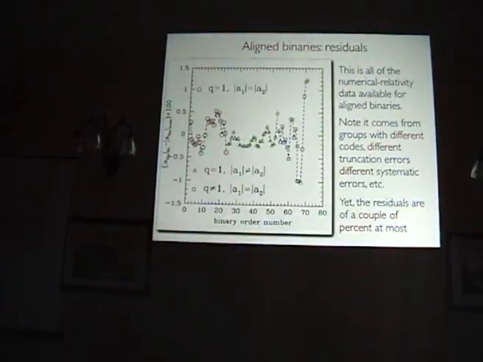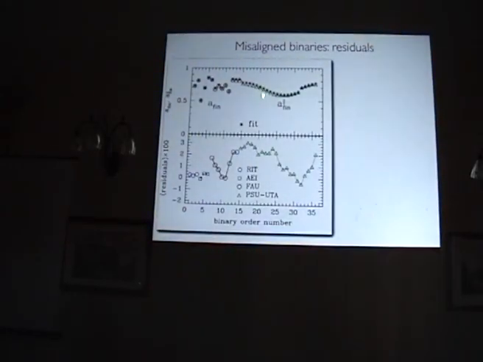I should also say that this is collecting all the data from different groups, and different groups have different codes and different truncation errors, different systematic errors. So it's amazing, at least to me, that although we're really collecting, it's like collecting data from, I don't know, 4 or 5 satellites and seeing that they are close to each other to a few percent. But that was the easy part. So our line, essentially, we know all about it.